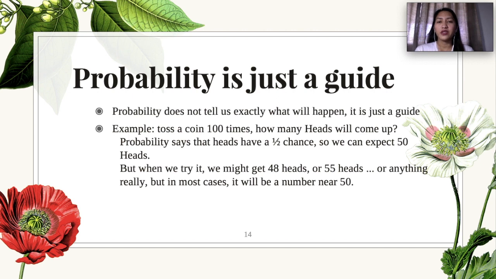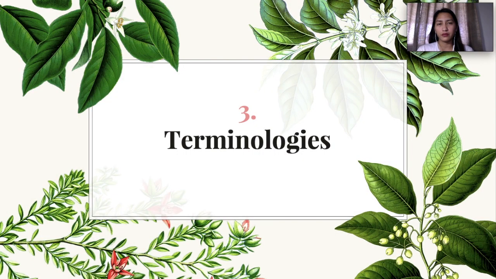For example, if you toss a coin 100 times, how many heads will come up? Probability says that heads have a 1/2 chance, so we can expect 50 heads. But when we try it, we might get 48 heads or 55 heads or anything really, but in most cases, it will be a number near 50. So probability is just a guide. Let me walk you through terminologies that you need to get familiar with in terms of probabilities.